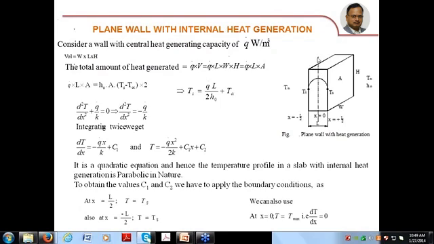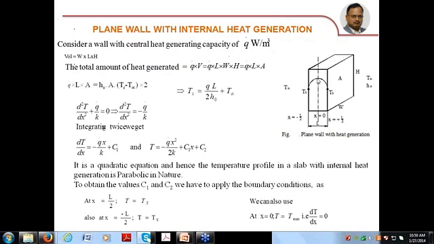Because we are assuming that heat is generating at the center, both surfaces are at the same temperature, because the environment is also at the same temperature. Another important point is the maximum temperature occurs at the center, which indicates that the gradient dT/dx, or if you draw a tangent to this curve, the slope of that will be equal to 0.